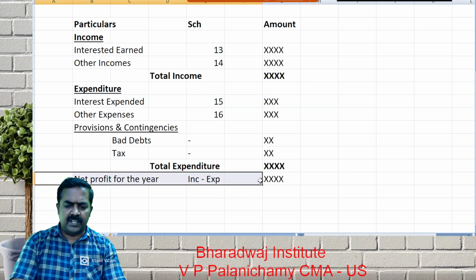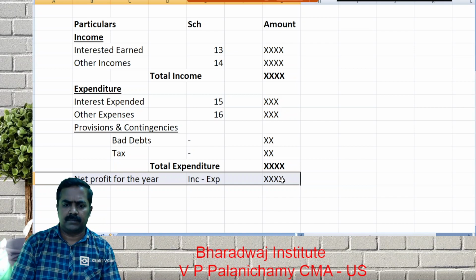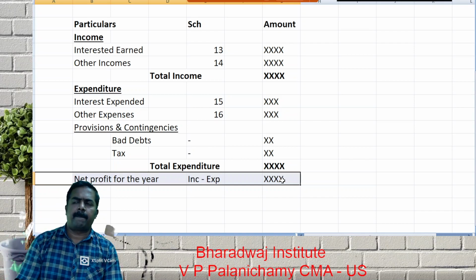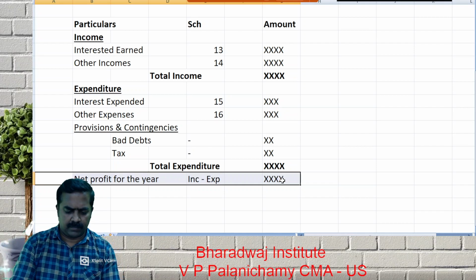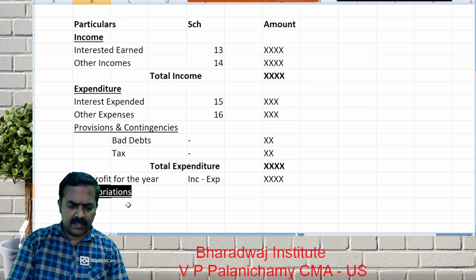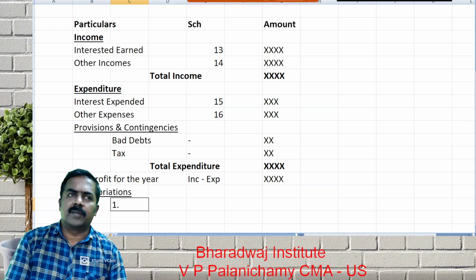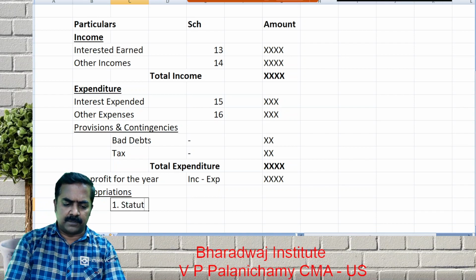So total income minus expenses will give us net profit for the year. Then appropriations. Appropriations are made if there is a profit. The first thing that is compulsory as per the RBI Act as well as the Banking Regulation Act is transfer to statutory reserve.